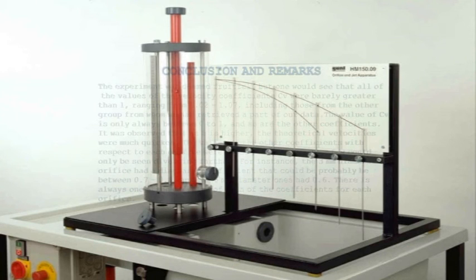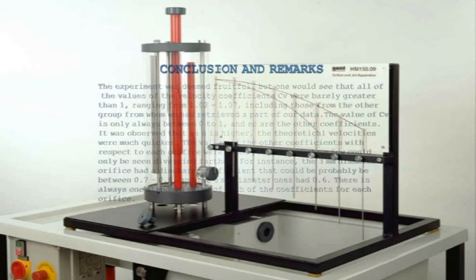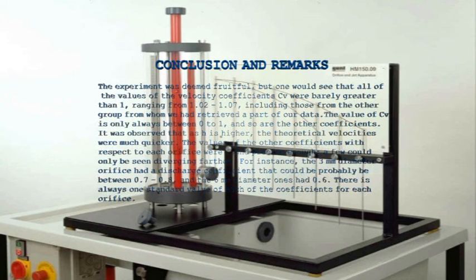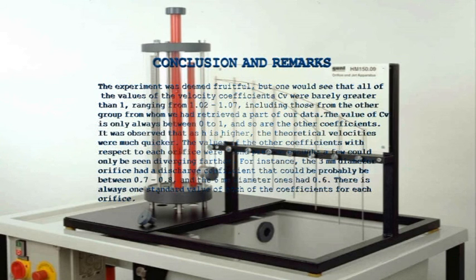The experiment was really fruitful, but one would see that all of the values of the velocity coefficients CV were barely greater than 1, ranging from 1.02 to 1.07, including those from the other group from whom we had retrieved a part of our data. The value of CV is only always between 0 to 1, and so are the other coefficients.